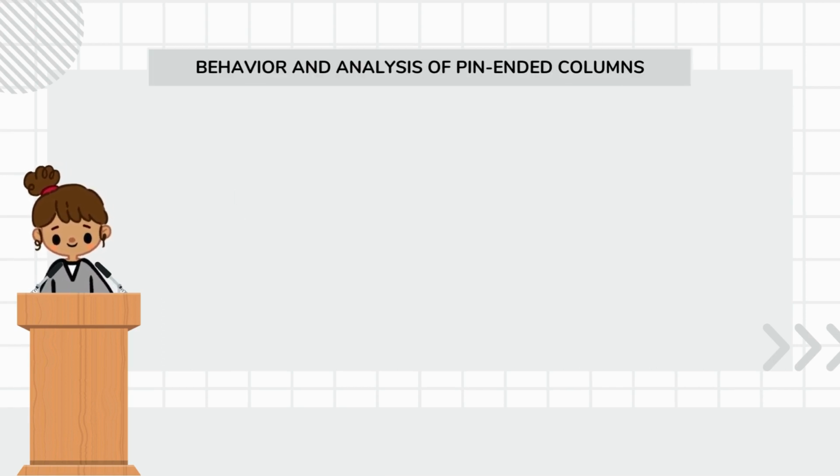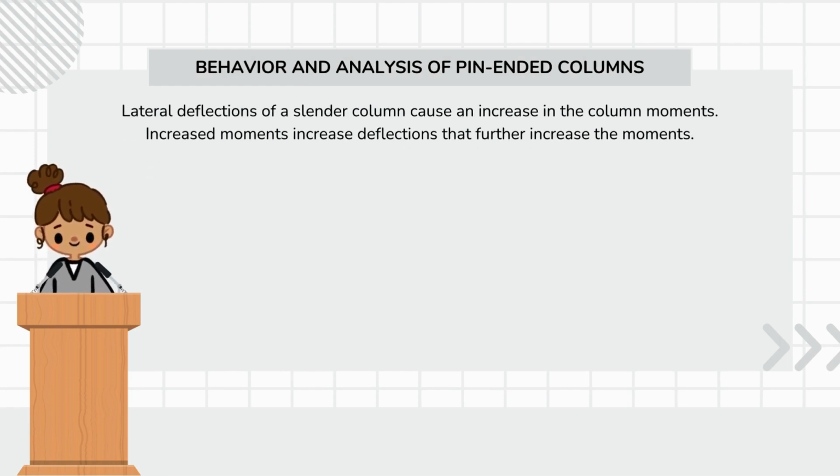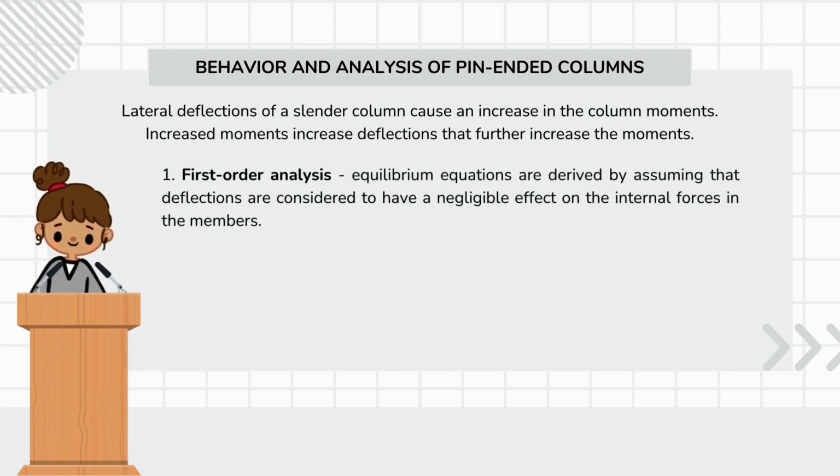Let's proceed to the behavior and analysis of pin-ended columns. Usually, the behavior analysis of columns is based on a simple hinged column. Lateral deflections of a slender column cause an increase in the column moments. Increased moments increase deflections that further increase the moments. There are two kinds of analysis. The first-order analysis, which is used in the analysis of short columns, is when equilibrium equations are derived by assuming that deflections are considered to have a negligible effect on the internal forces in the members.